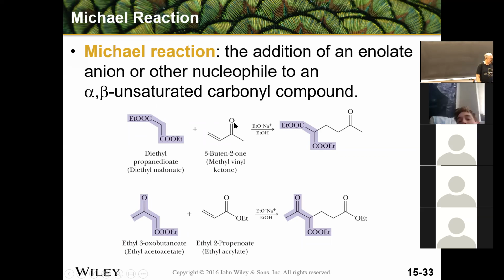So this one is called methyl vinyl ketone, methyl group. This is a vinyl group. And here we have a beta diester. And notice that the anion does not add to the carbonyl, but instead it adds to the beta position of the alkene. And then here's a beta ketoester, and it also adds to the beta position of the alkene.